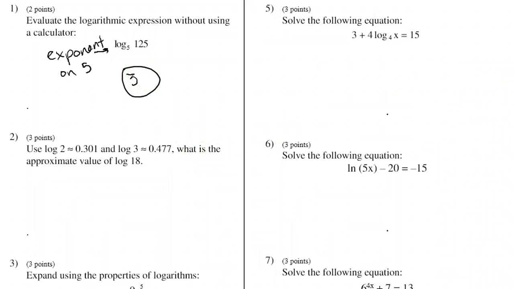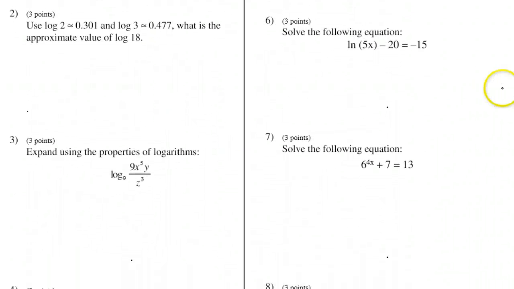For number 2, we want to use properties of exponents to expand 18 into 2s and 3s, and then we can evaluate it using this. So what I have here is just going to be log of 18. Well, can I write that in terms of 2s and 3s? Let's see, that's 6 times 3, which is 3 times 2 times 3. Or another way is 2 times 3 times 3.